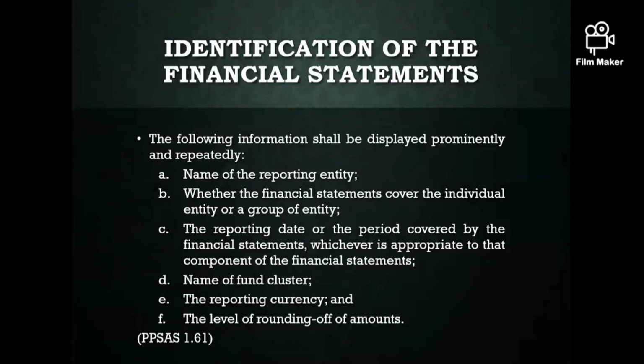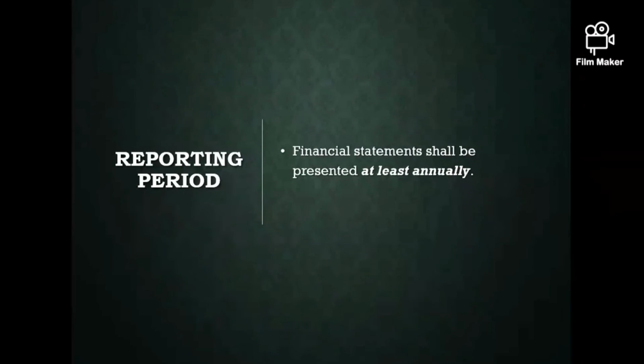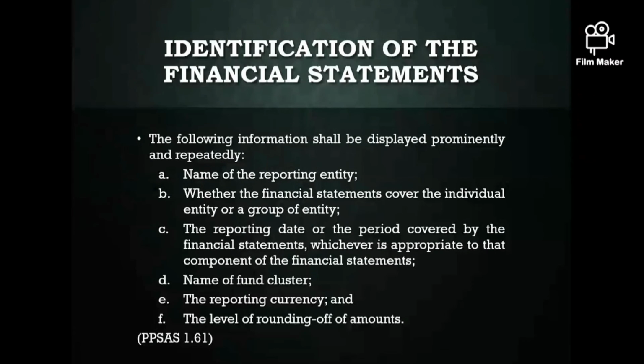Letter D, name of the fund cluster. Ito wala to sa commercial accounting. Dito sa government meron. Fund cluster, why? Because we have discussed in, I think in budgeting ata yun, or chapter 1 din, that in government we have 7 fund clusters. And each fund clusters must have individual set of FS. Kaya dapat identify yung name ng fund cluster. Unless they are consolidated, nakalagay doon all fund clusters. Ibig sabihin, pinagsama-sama yung lahat ng fund clusters. So makikita niyo yan mamaya.